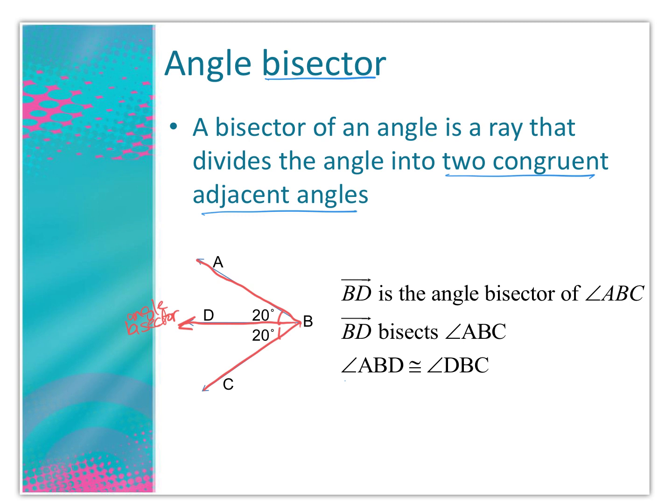So if BD bisects ABC, that means that angle ABD is going to be congruent to angle DBC, okay? It also means that the measure of angle ABD is going to be equal to the measure of angle DBC as well, okay?